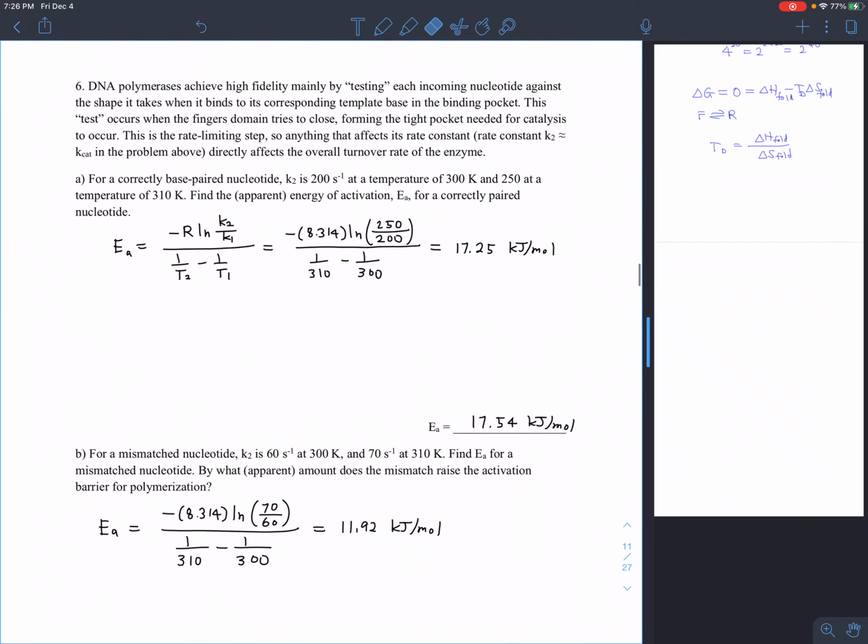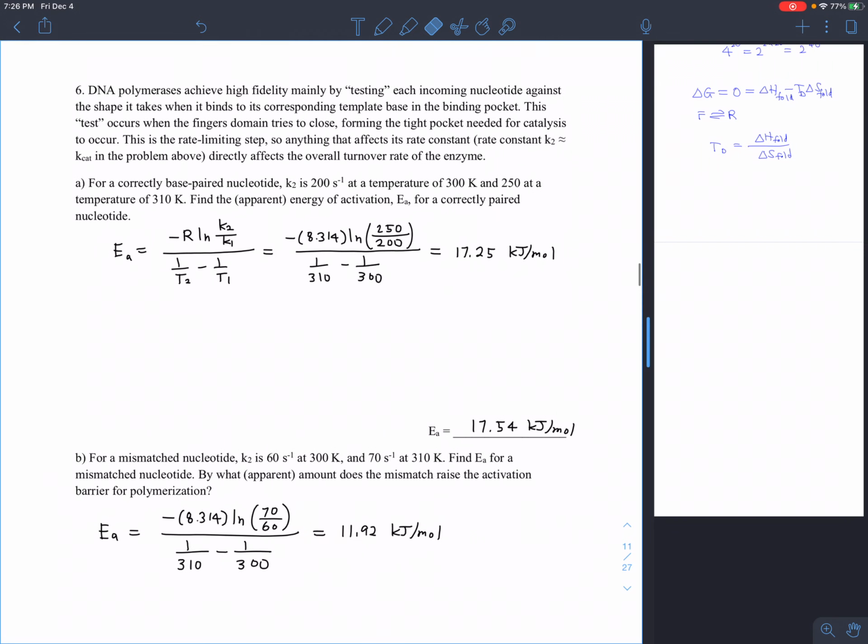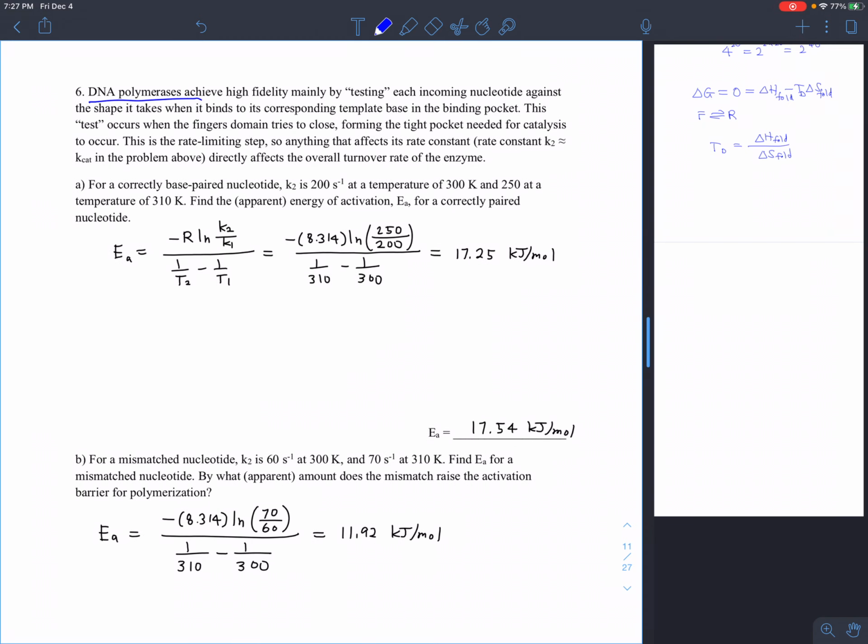That was quick. And finally, the last one that we'll do for this lecture is a pretty much standard Arrhenius problem, except applied to DNA polymerases, of course, like everything. DNA polymerase achieves high fidelity by testing each incoming nucleotide against its shape. This is all familiar, I hope. This test occurs when the fingers domain tries to close, forming a tight pocket needed for catalysis to occur. This is the rate limiting step. So anything that affects its rate constant, K2, directly affects the overall turnover rate for the enzyme.